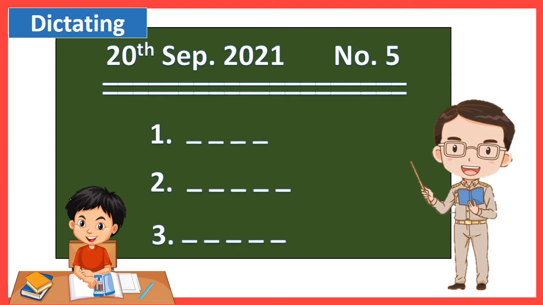Now let me repeat the 3 words. Number 1. Long, long. Number 2. Short, short. Number 3. Third, third.